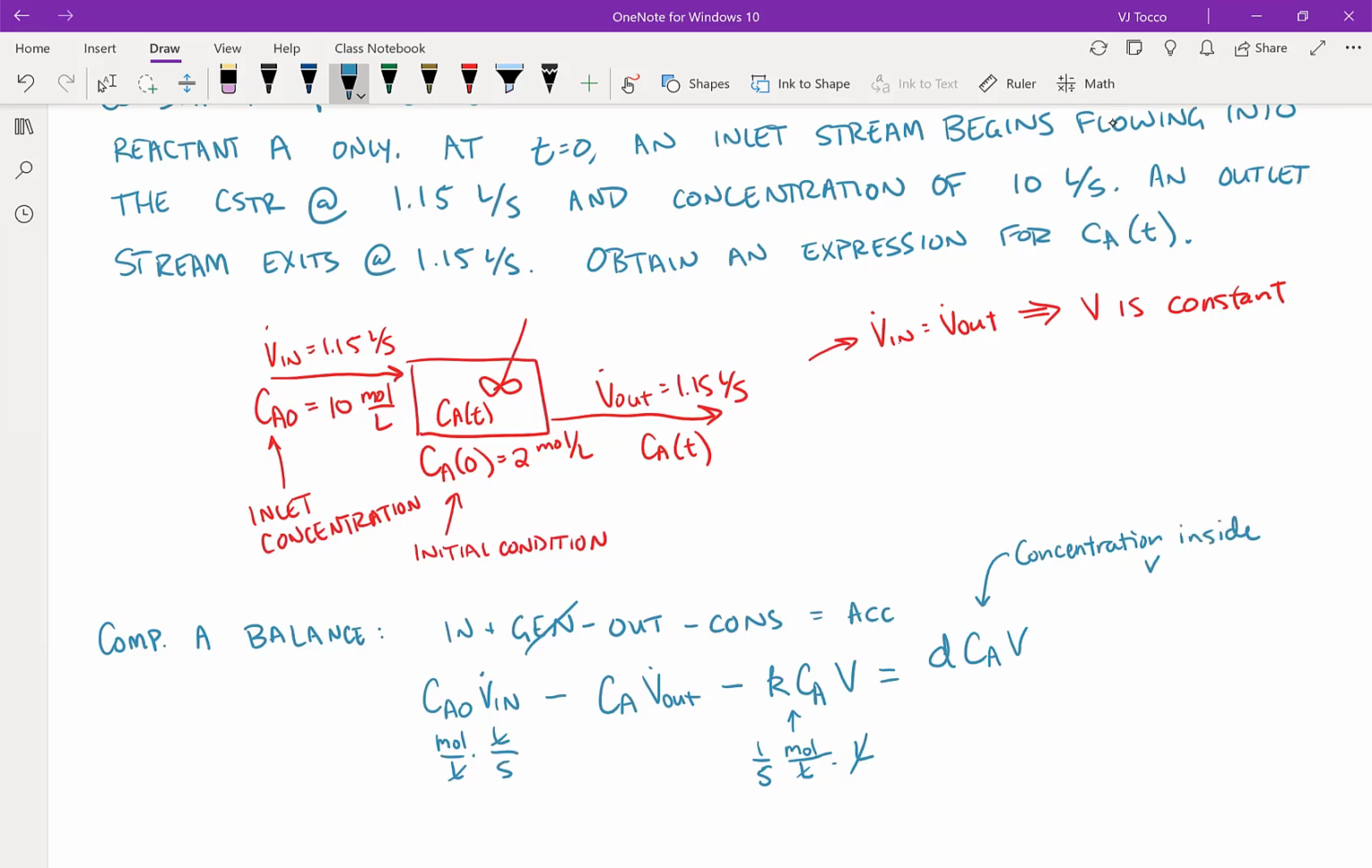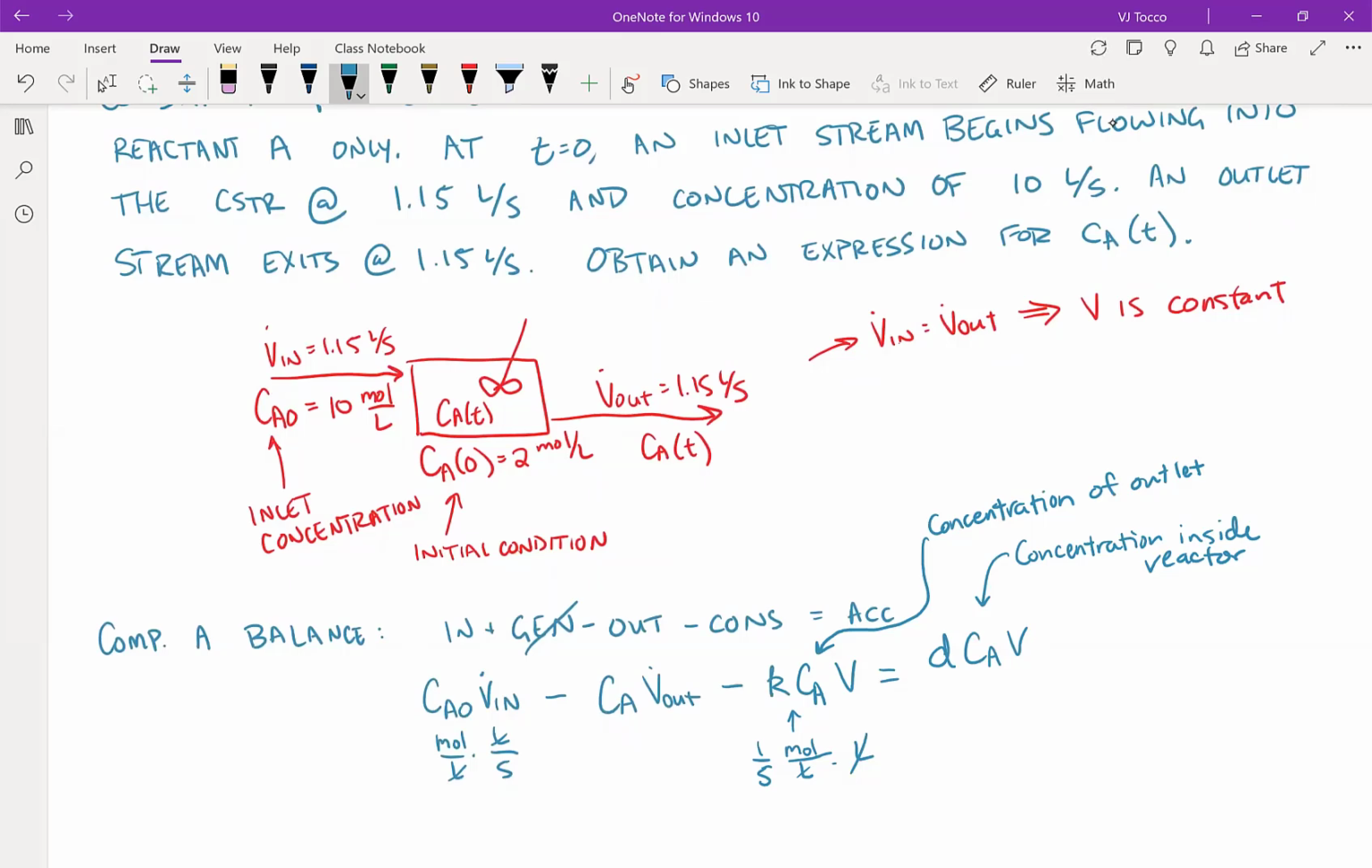So here, this CA is referring to the concentration inside the reactor. And this CA, where am I going to draw my arrow? This CA is the concentration of the outlet stream. And because of the well-mixed assumption, they are the same value. I just want to be very clear about what each term means. I think that helps keep things very organized.